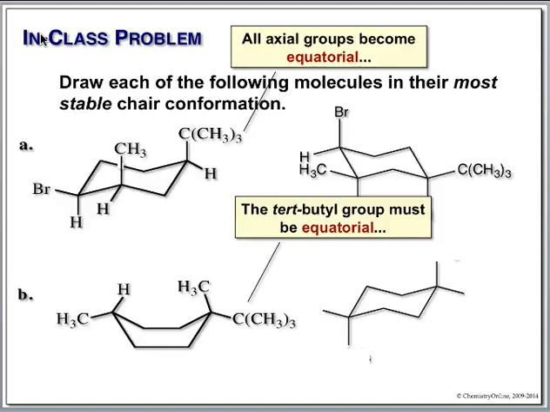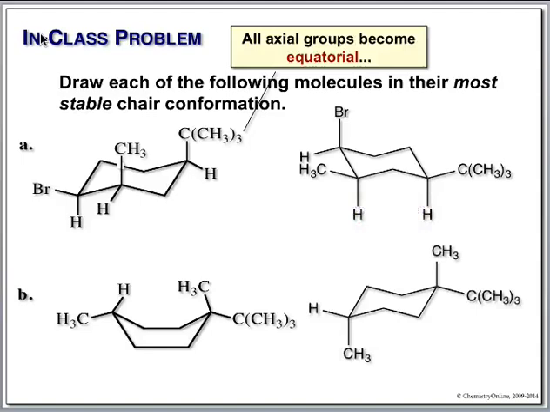So, this carbon, methyl is going to be above tert-butyl. Methyl here, tert-butyl here. Hydrogen above methyl, hydrogen here, methyl here. And that's our structure. Just remember, you must put the tert-butyl equatorial.